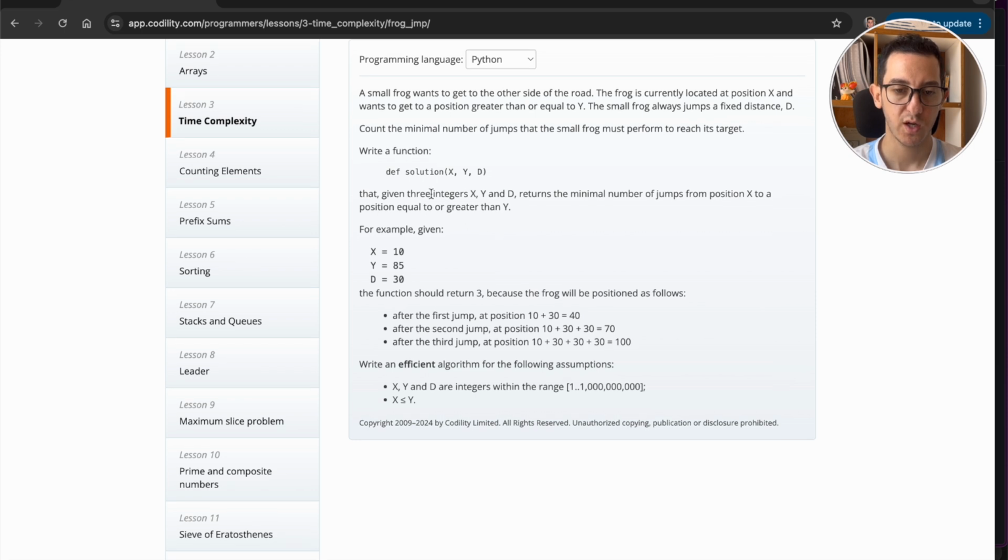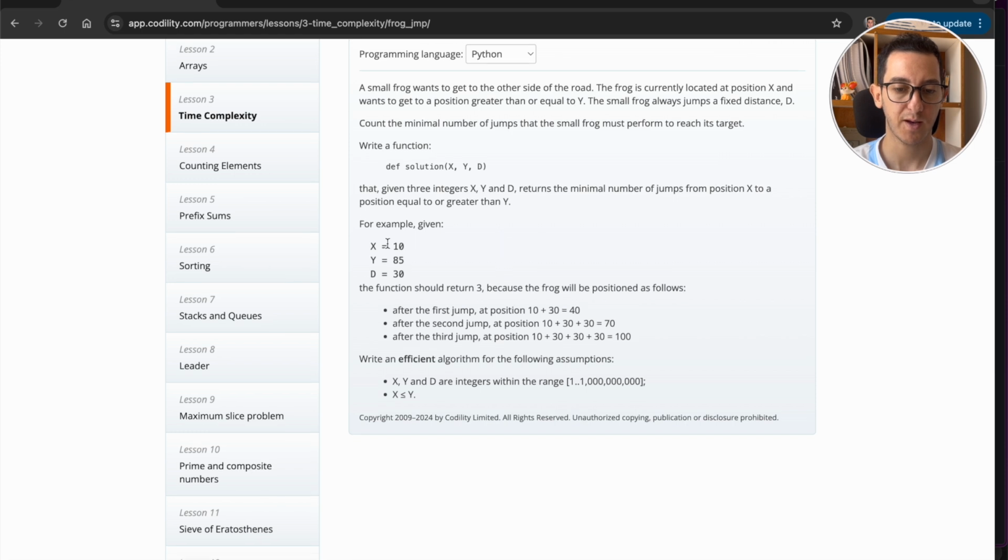Count the minimal number of jumps that the small frog must perform to reach its target. So write a function that, given three integers X, Y, and D, returns the minimal number of jumps from position X to a position equal to or greater than Y. For example, given X equals 10, Y 85, and D 30, the function should return 3 because the frog will be positioned as follows. After the first jump, 10 plus 30 equals 40. After the second jump, 40 plus 30 equals 70. And after the third jump, at position 70 plus 30 equals 100, which is greater than 85.